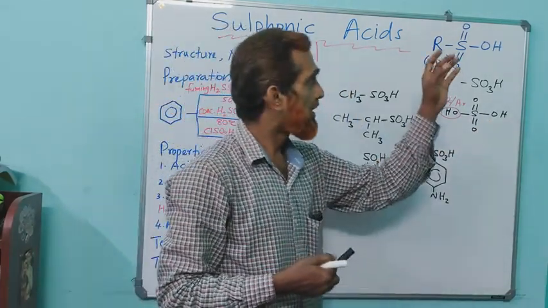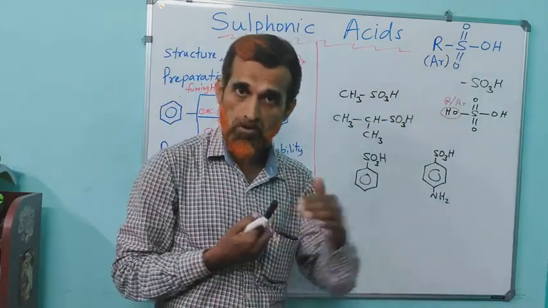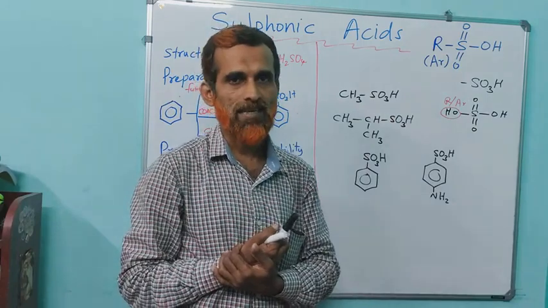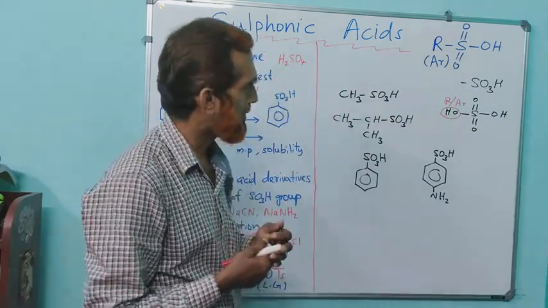Remember, sulfonic acid is the most acidic organic compound, more acidic than carboxylic acid. Its acidity is comparable to sulfuric acid, right?